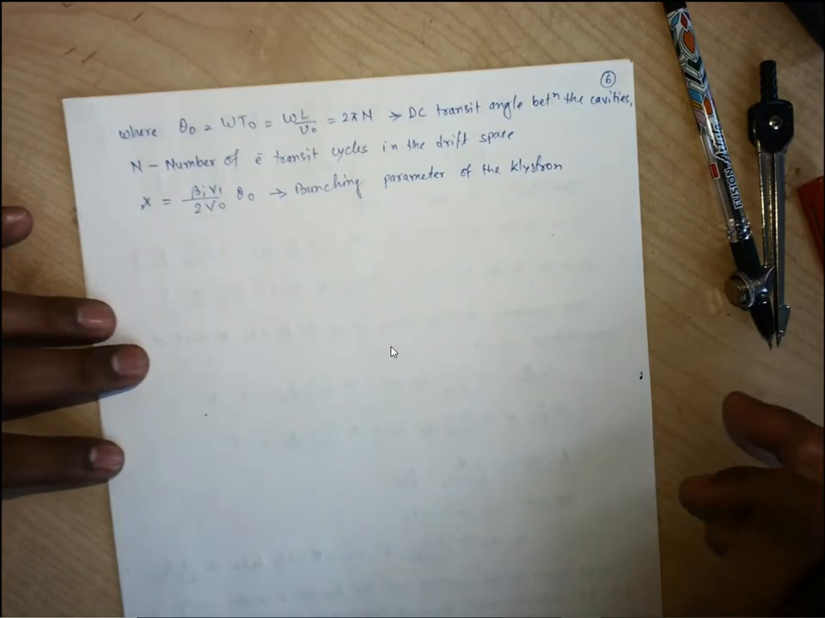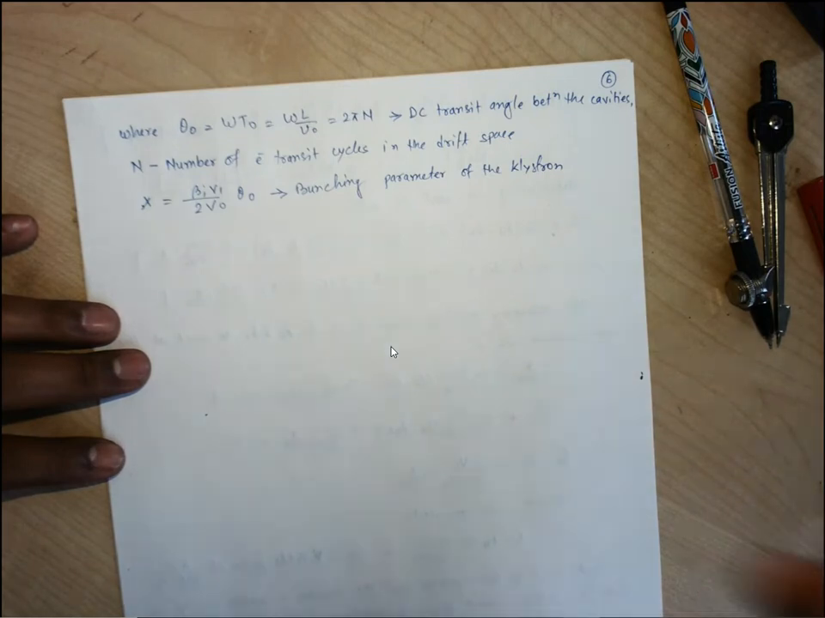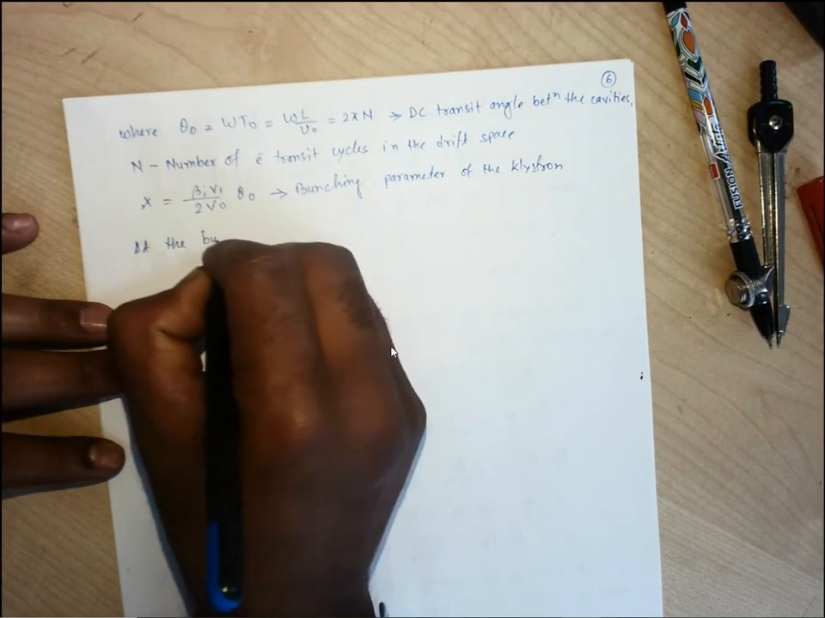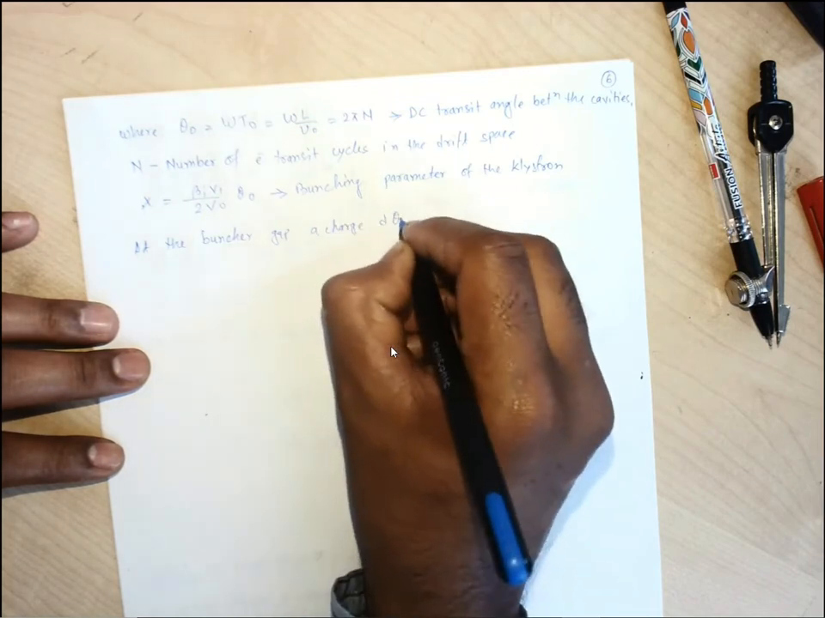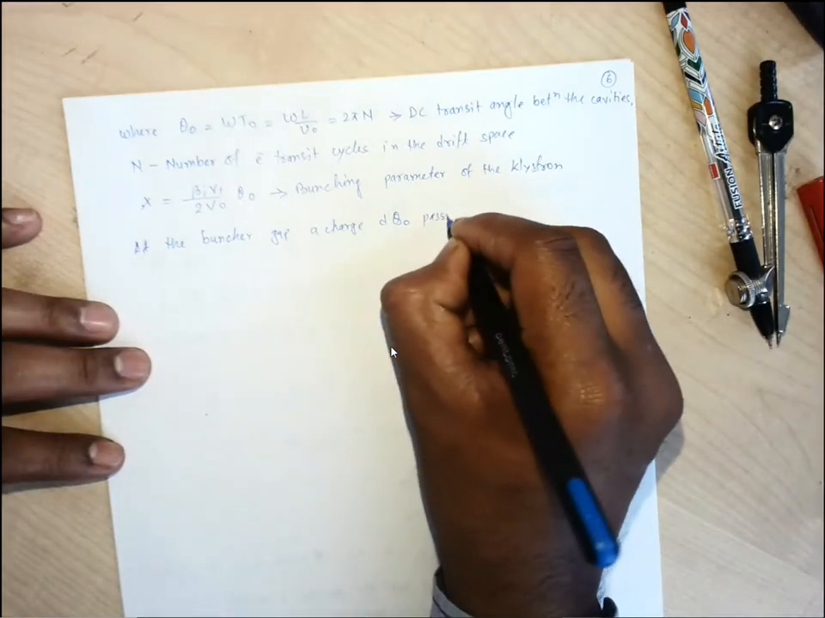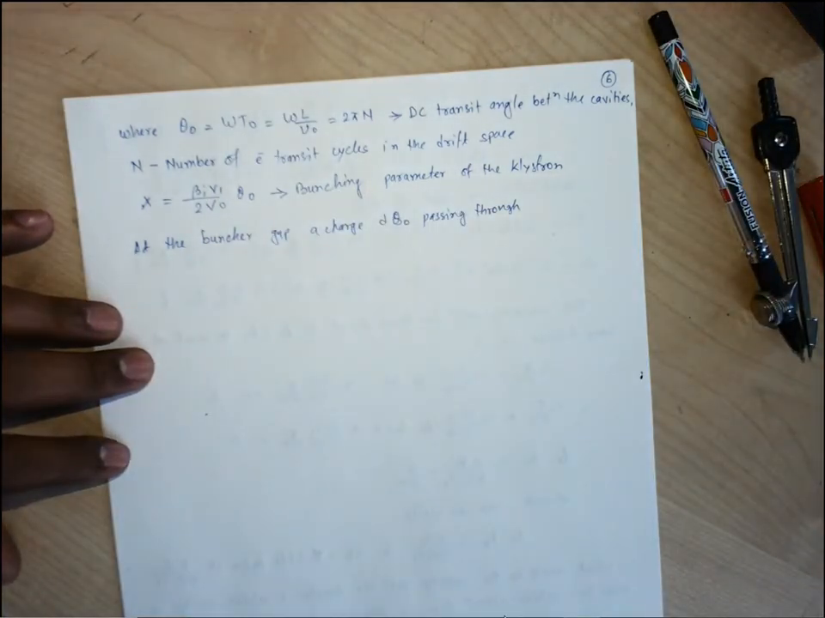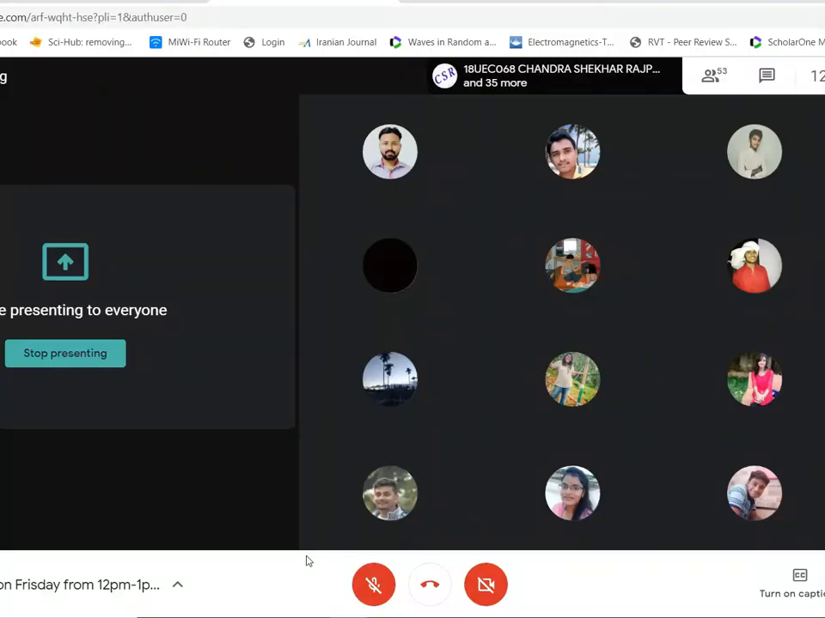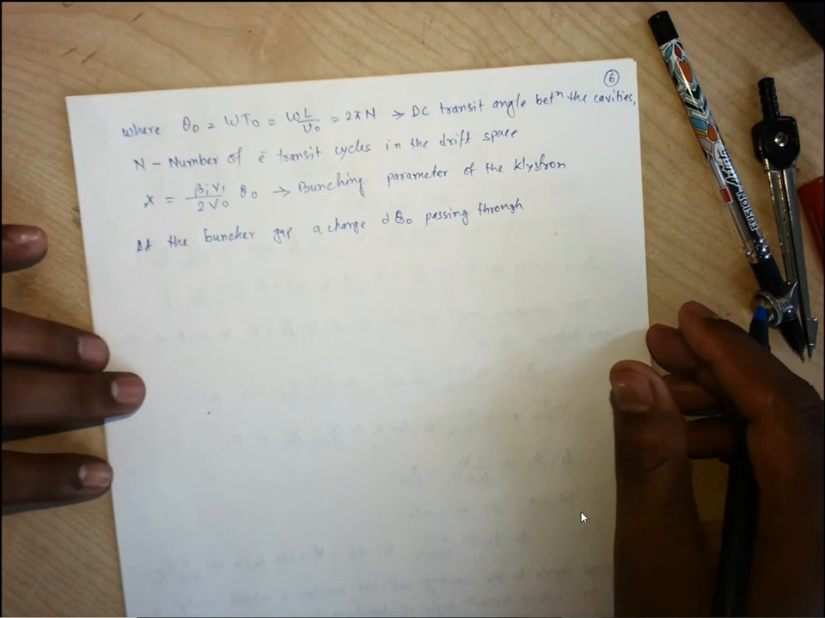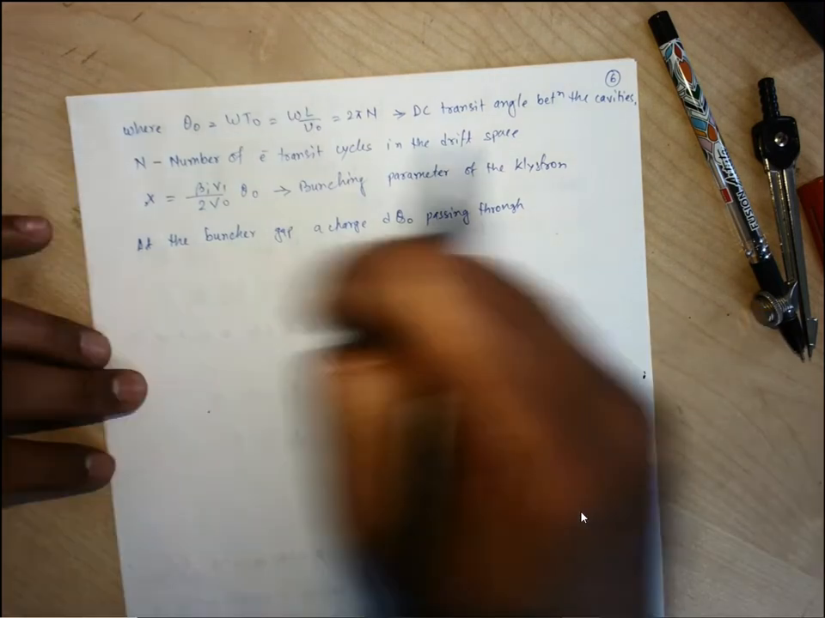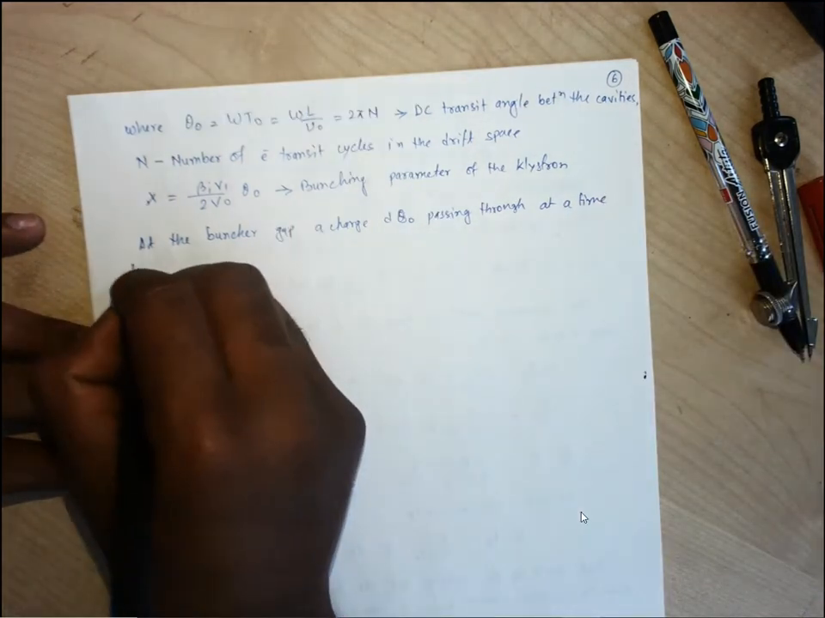Now at the buncher gap, let us consider that some charge dq naught is passing through the gap at a time interval dt naught.